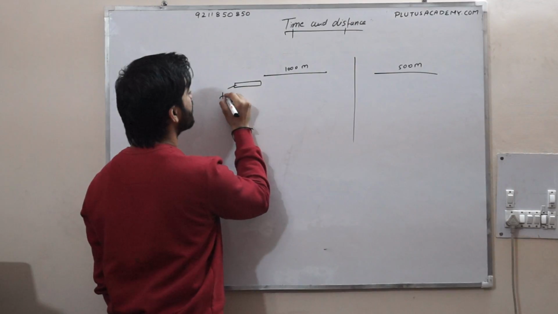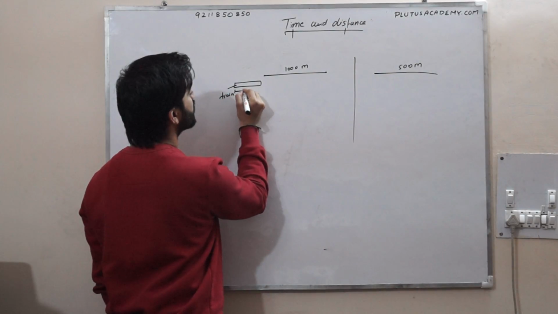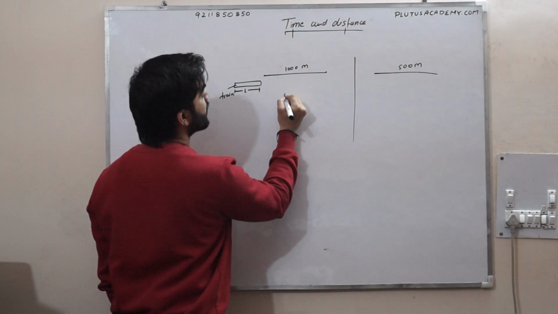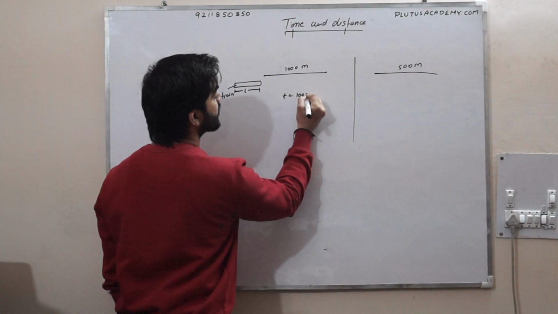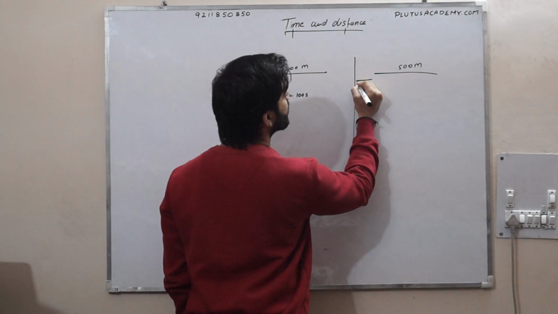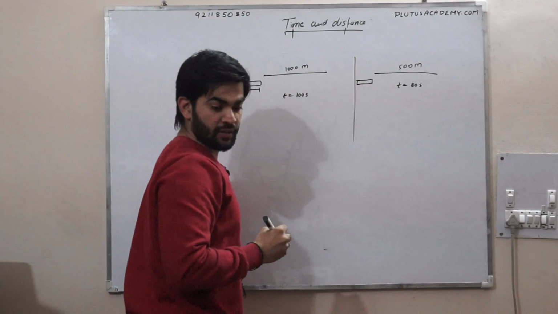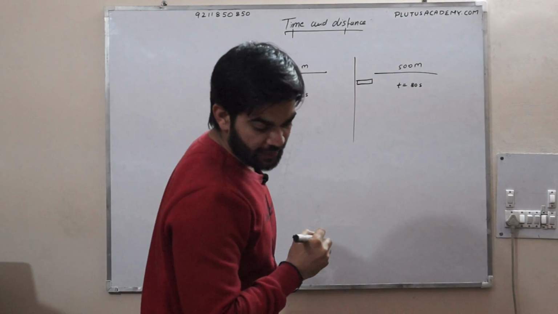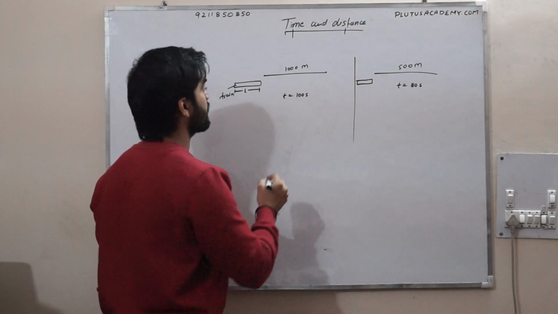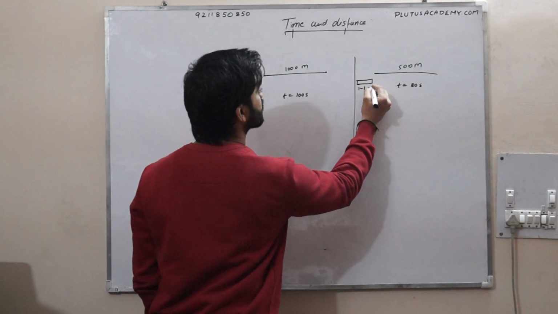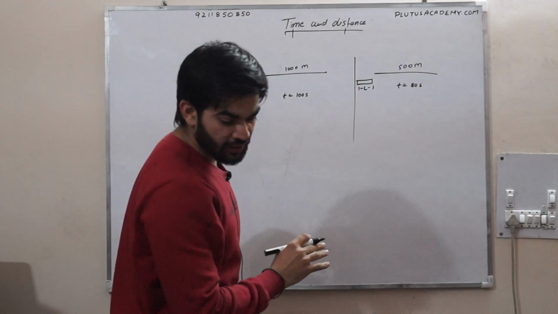If this is the train and this is the length of the train, time taken here is 100 seconds, and if this is the train, time taken here is 80 seconds. तो लेंथ ऑफ द ट्रेन बतानी है आपको. हमें क्या फाइंड आउट करना है? व्हाट इज द लेंथ ऑफ द ट्रेन? तो देखिए, व्हाट इज द लेंथ ऑफ द ट्रेन?